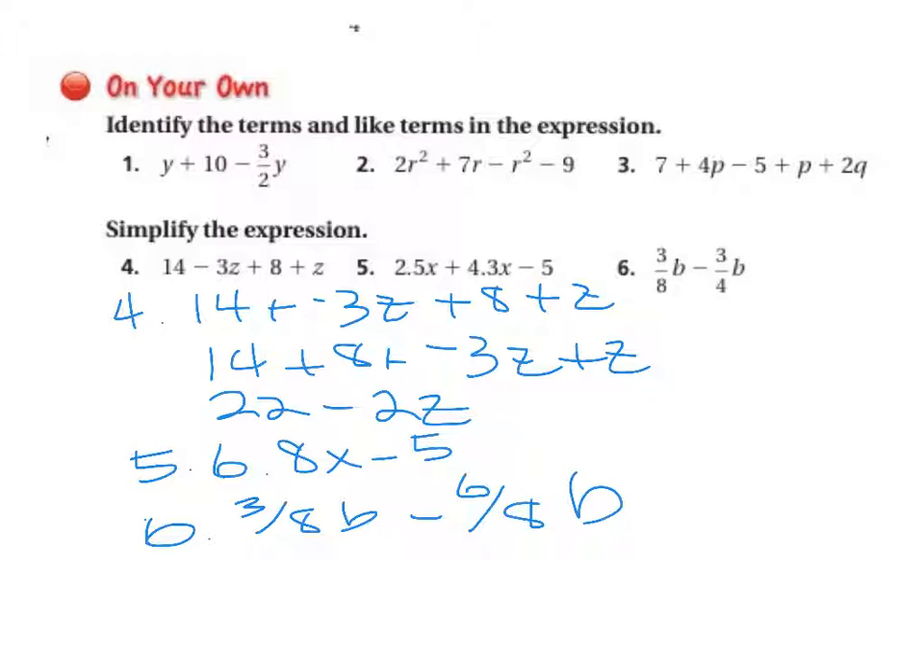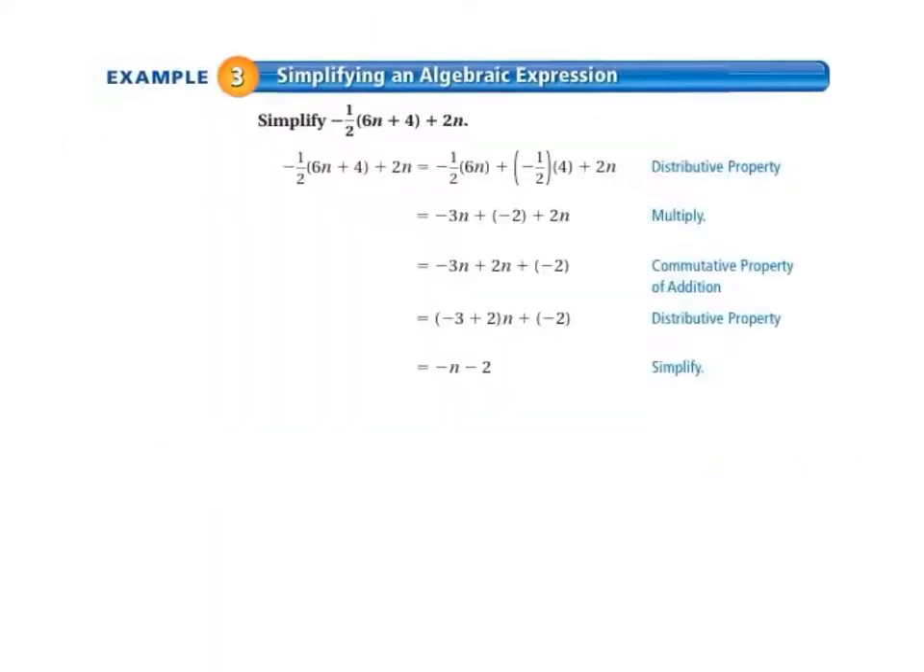So we end up with 3/8 b minus 6/8 b equals a negative 3/8 b. Let's take a real quick look at example 3, simplifying an algebraic expression, and the only difference between these and the last ones is that these have the distributive property in them.